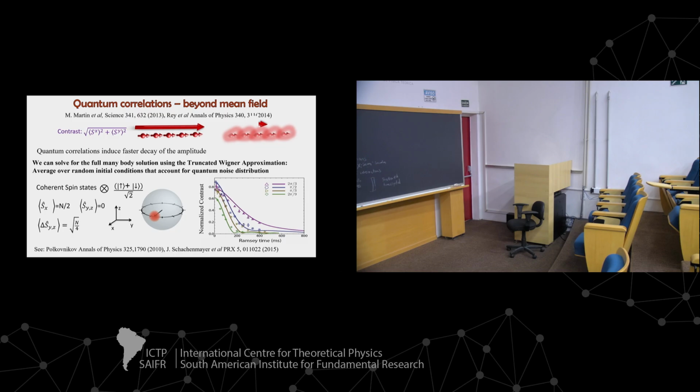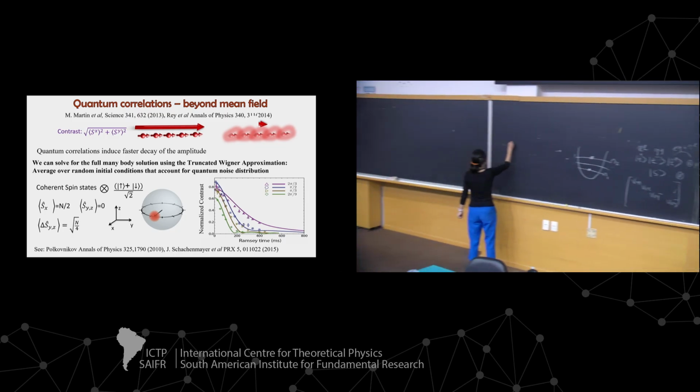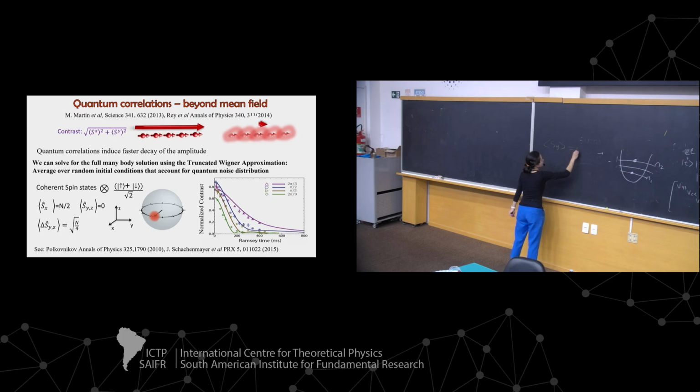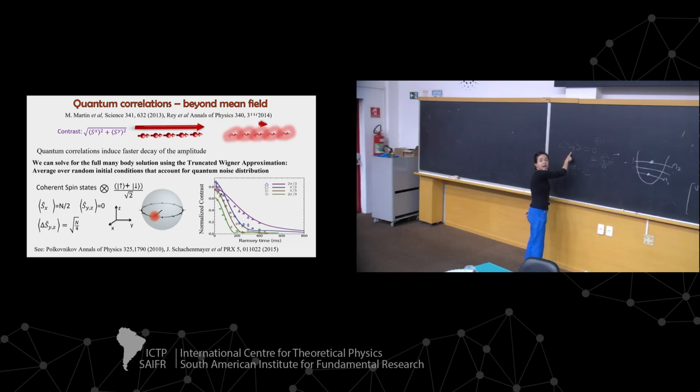So instead of replacing Sy by 0, I'm going to replace Sy by a Gaussian distribution, because it's a noise, it's quantum. I'm going to do this as a distribution with a variance that is the square root of n. So I'm going to solve my mean field equations, but instead of starting my initial state with Sy equal to 0, I'm going to assume that Sy has a random value.